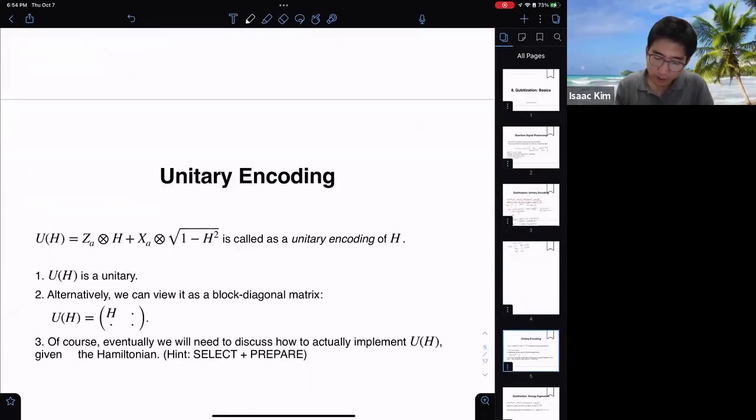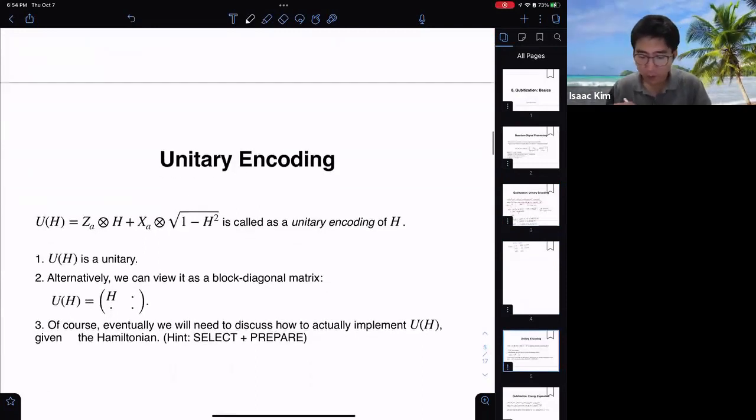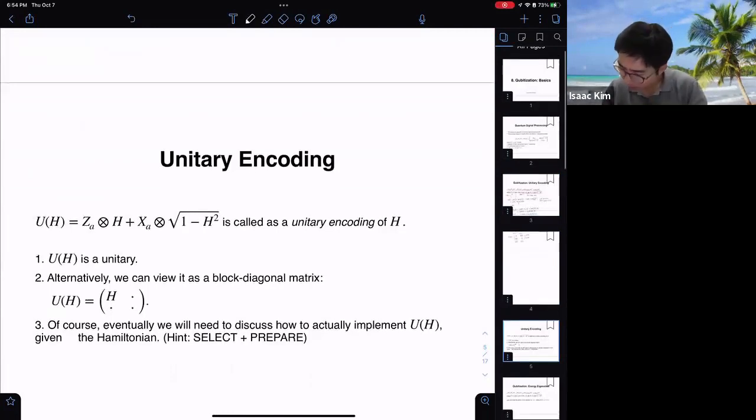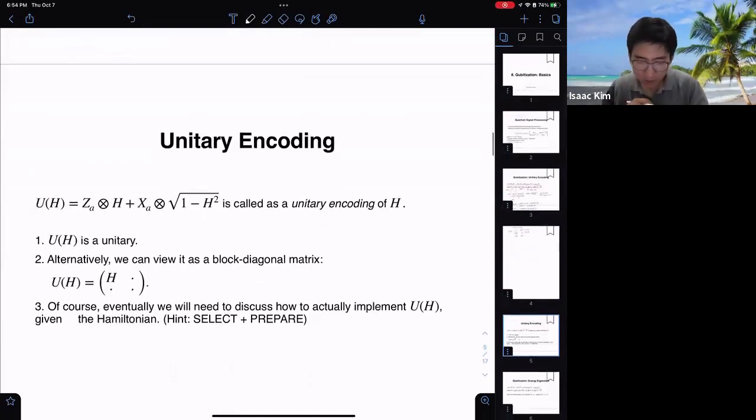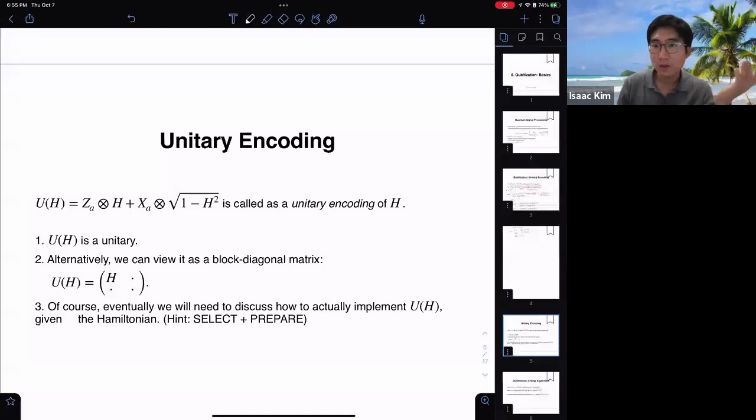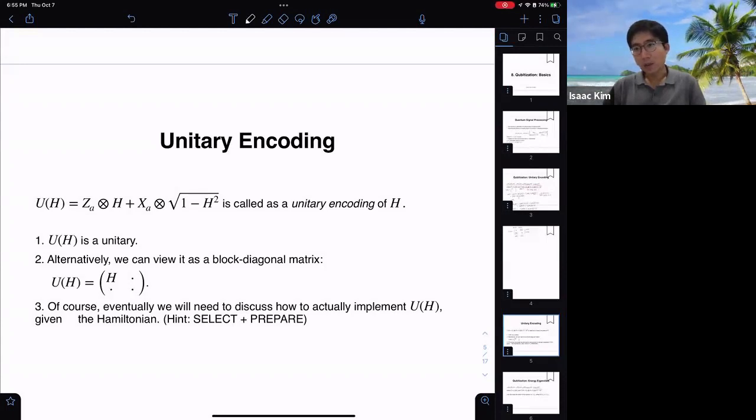Okay, so as I said, this is called a unitary encoding of H, and of course, it's very natural to ask, given a Hamiltonian, how can you actually construct this unitary? After all, we're going to use this unitary all the time. So this is a very valid question. But in this lecture, I will not discuss this issue. But I will give you a hint.